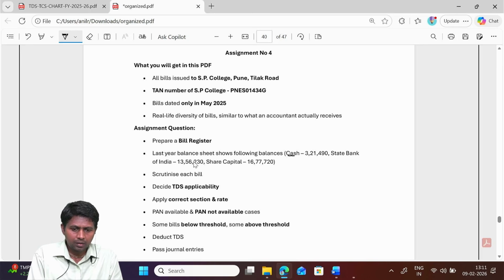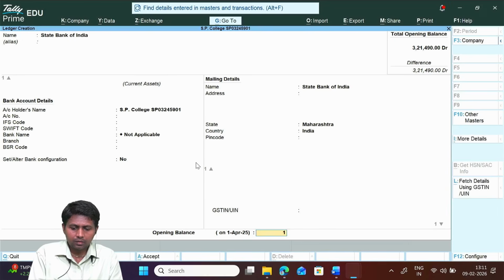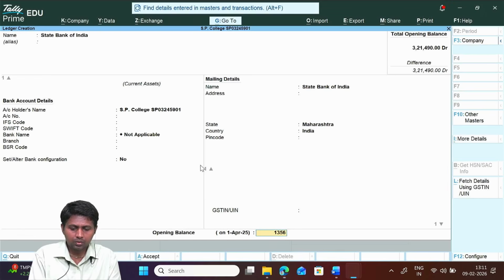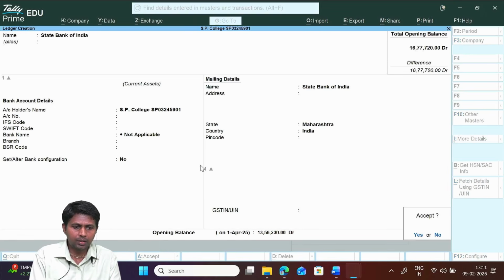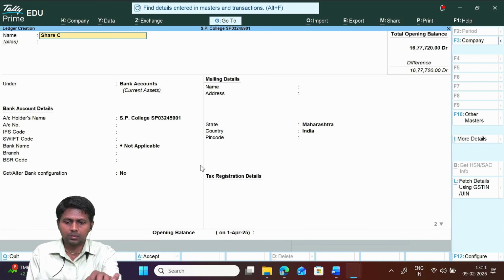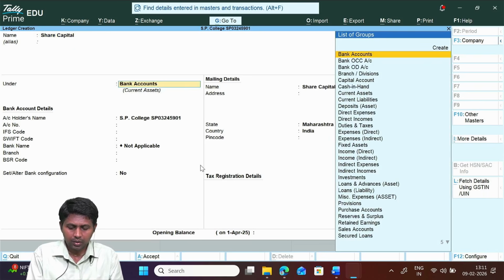1356 something, 56 230, debit, debit, and then share capital. Share capital, this is under capital, and then update the balance.